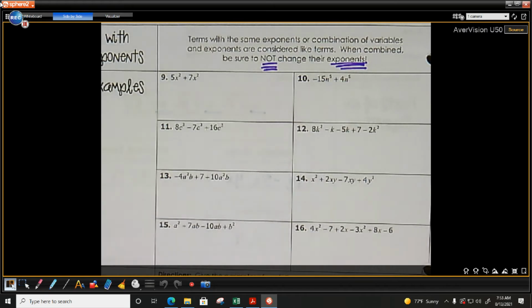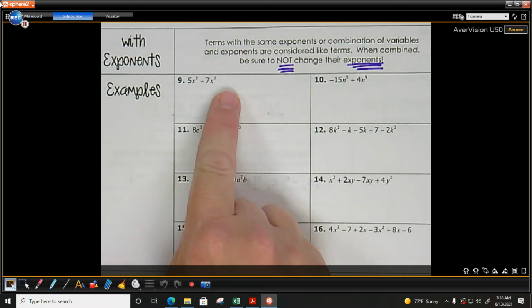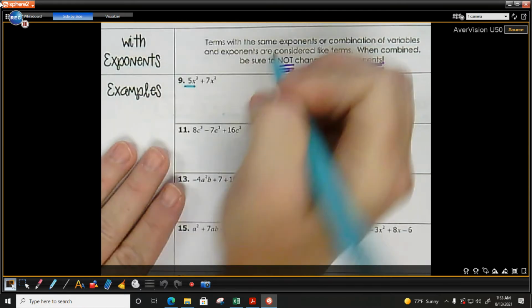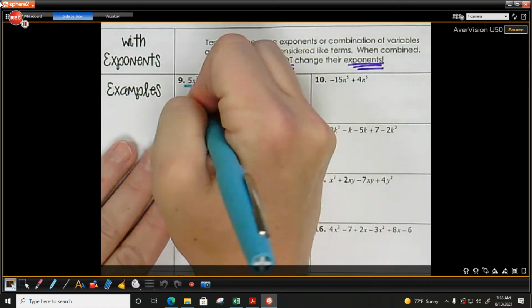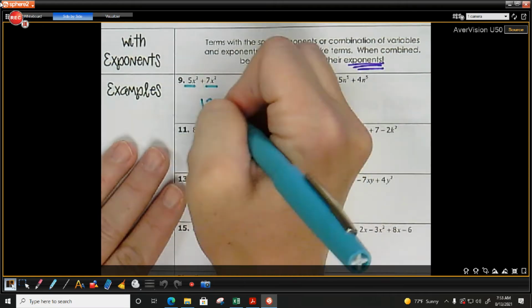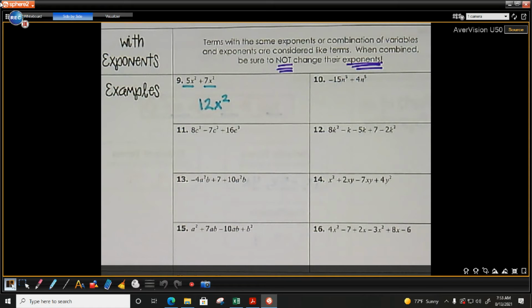Okay? So looking here, do they both have an x squared? Yeah, so are they like terms? Yes. I have 5x squared plus 7x squared. So what's 5 plus 7? 12. And what's my variable? X squared. Notice how I didn't change the exponent. When you're adding and subtracting like terms, just the coefficients are changing, not the exponents. Okay?